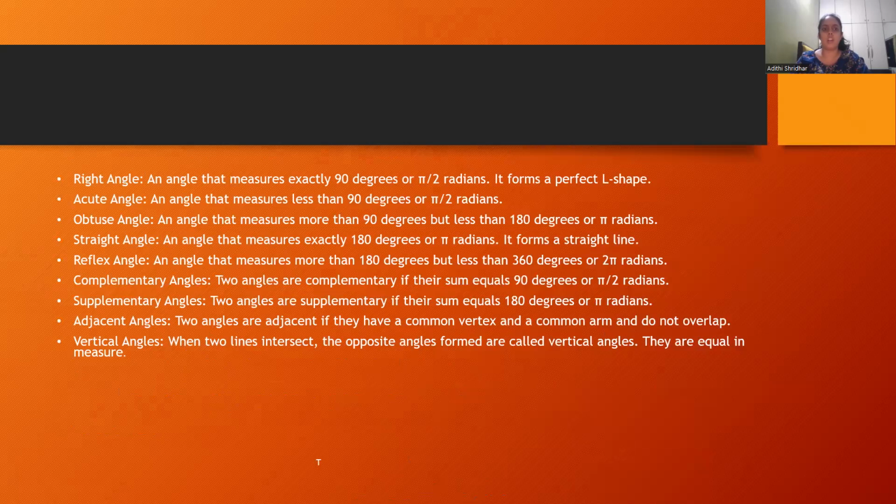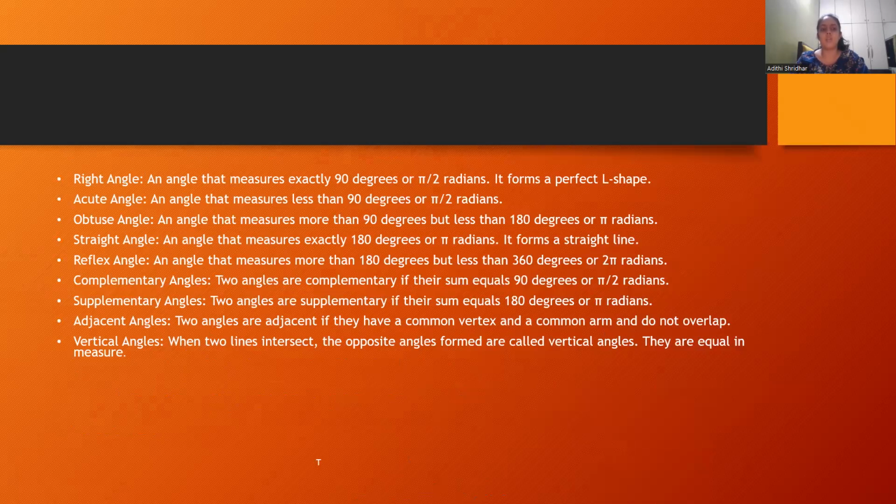Reflex angle. An angle that measures more than 180 degrees but less than 360 degrees or 2 pi radians. Complementary angles. Two angles are complementary if their sum equals 90 degrees or pi by 2 radians. Supplementary angles. Two angles are supplementary if their sum equals 180 degrees or pi radians.